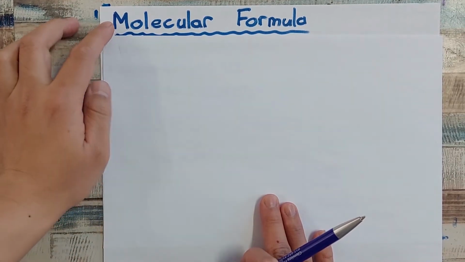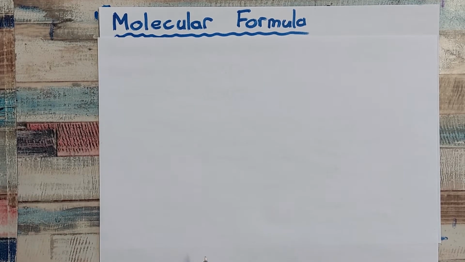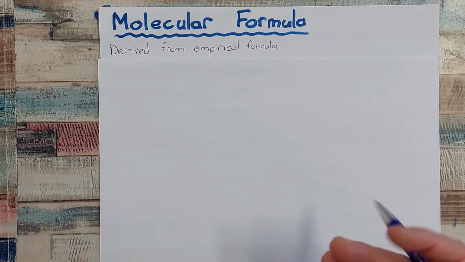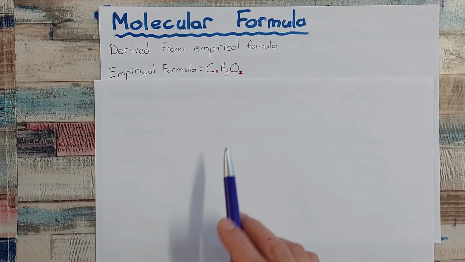Right, hello everyone. Today we're going to be looking at molecular formula and what it's pretty much comprised of. To start us off, the molecular formula is derived from the empirical formula. Deriving means that without your empirical formula, you cannot solve for your molecular formula, because you need your empirical formula to help you with your molecular formula. So I've written something down here for you guys.